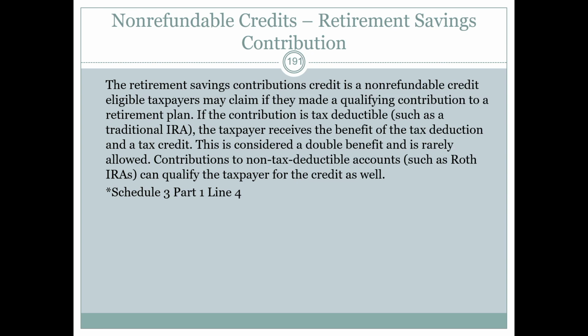If the contribution is tax deductible, such as a traditional IRA, the taxpayer receives the benefit of the tax deduction and a tax credit. This is considered a double benefit and is rarely allowed. We talked about it being an adjustment earlier. Contributions to non-tax deductible accounts, such as Roth IRAs, can qualify the taxpayer for the credit as well. This credit would go again on Schedule 3, Part 1, Line 4.